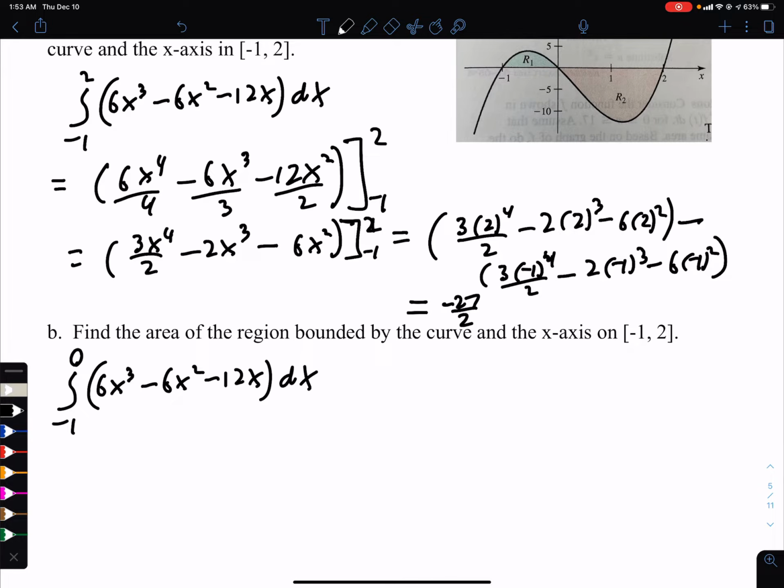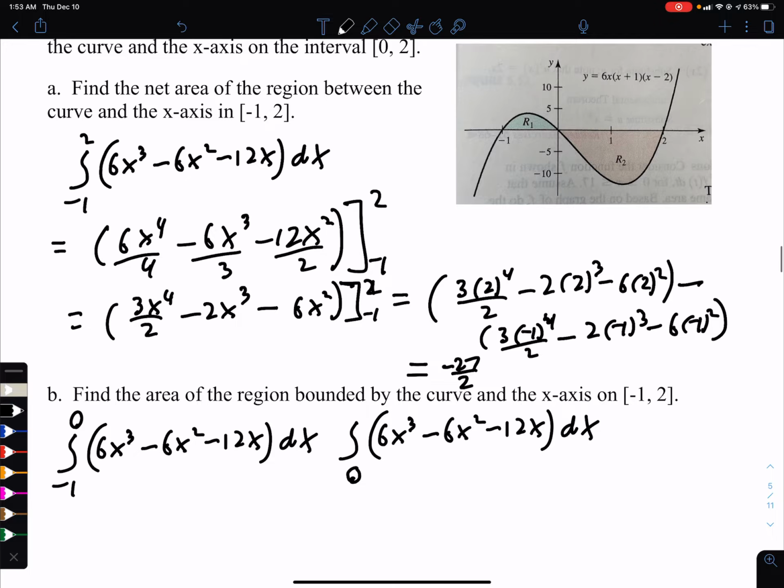And then I'm going to take this again. I'm going to copy and paste that. But here's what I'm going to do. I'm going to go from, let me talk a little bit here. I'm going to go from 0 to 2. So what I've done, I've taken this 0 to 1.